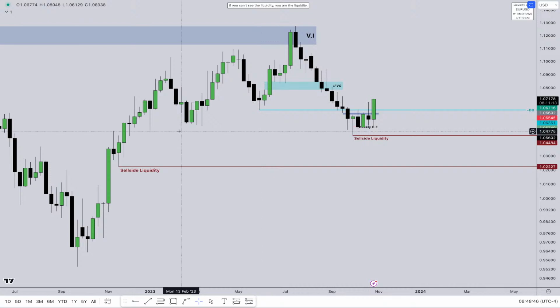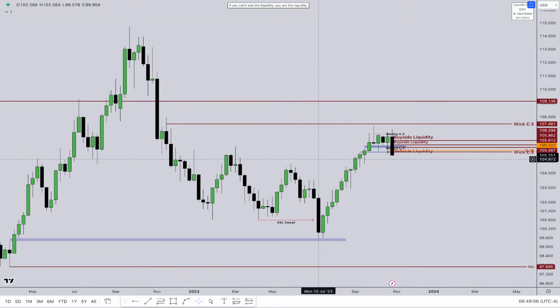Now, what are my expectations about price? I'm still expecting we might run out this low, this fair value gap, and eventually this low. So I'm expecting lower prices generally in euro and in pound. You can see how the DXY is trading lower. Let's check on gold.